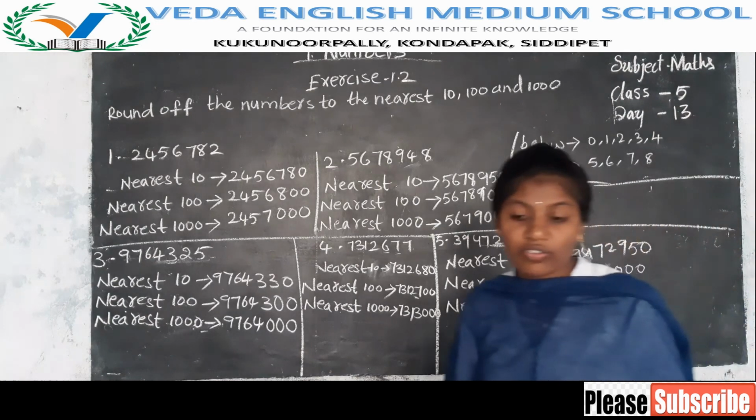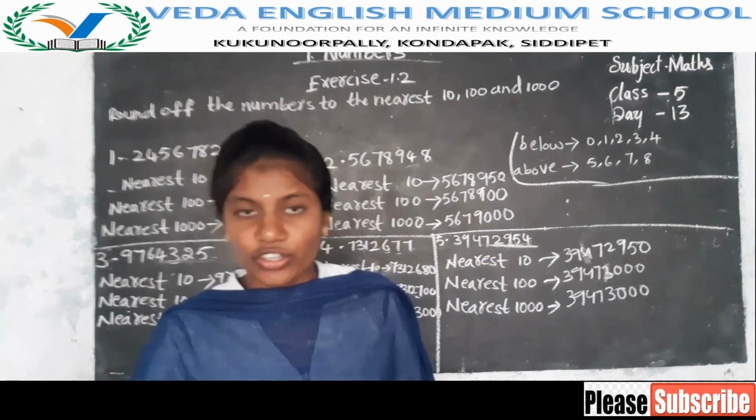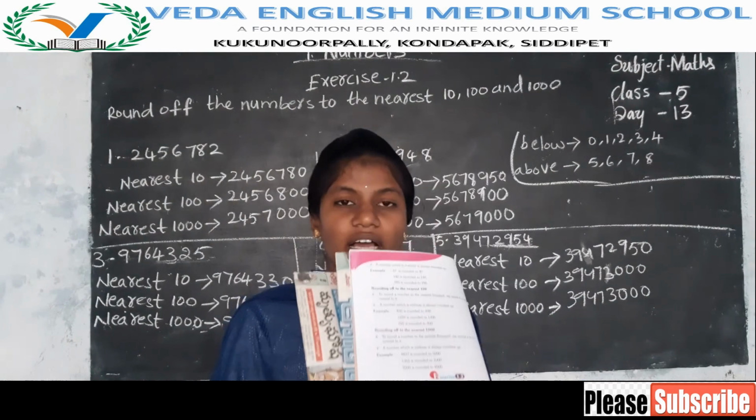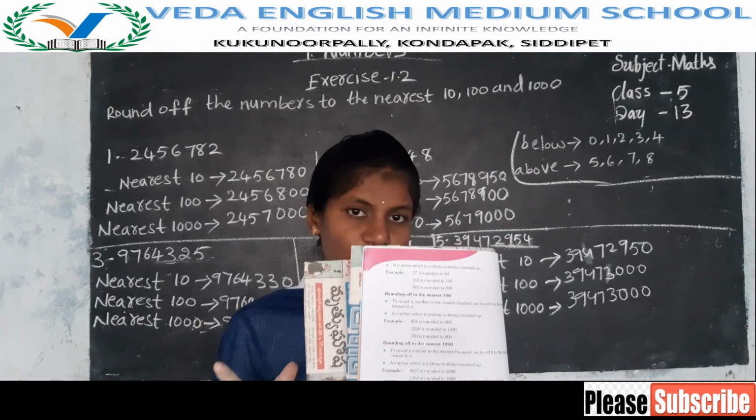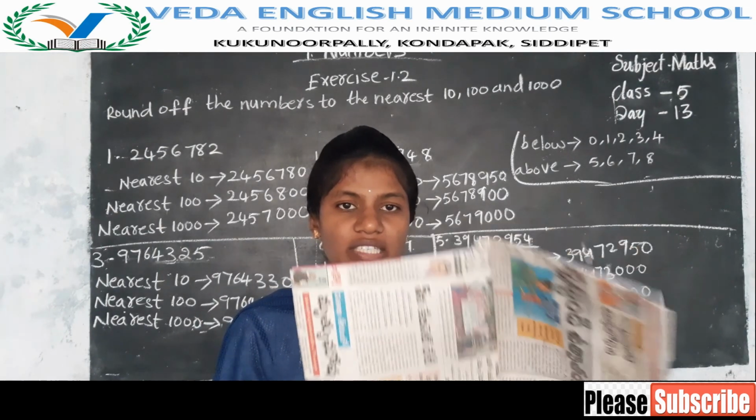Like this you have to find the solutions for the remaining. There are 14 problems. So write up to 5 only. Remaining 9 problems I will explain in the next video. Complete up to here as homework and send to me. Okay children? Good.